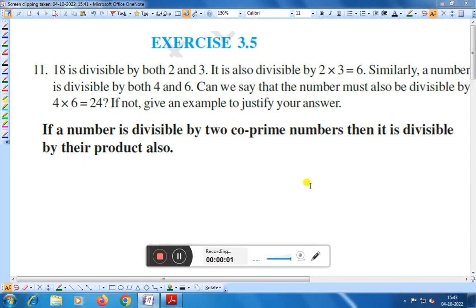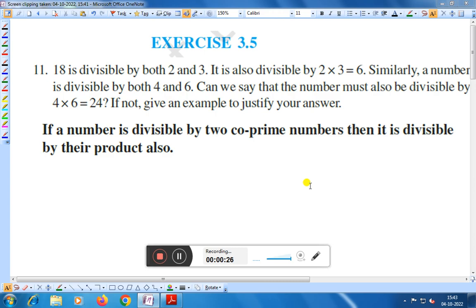Dear friends, today we shall discuss exercise 3.5 question number 11. 18 is divisible by both 2 and 3. It is also divisible by 2 into 3, which is equal to 6. Similarly, a number is divisible by both 4 and 6. Can you say that the number must also be divisible by 4 into 6, 24? If not, give an example to justify your answer.